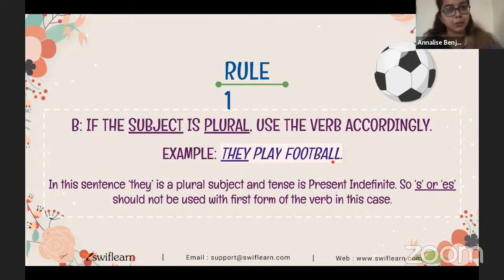They play football. Over here in this sentence, they is the plural subject. We're talking about many people. And in this case, play is going to be in the present indefinite tense. So it's going to be plural as well. Let's move on to our second rule.